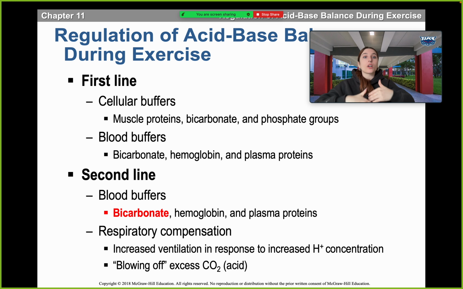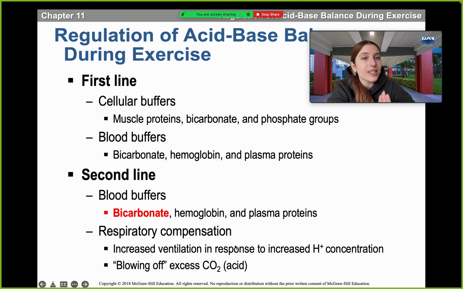So now we're dealing with arterial changes in pH. So the second line is going to be blood buffers. Bicarbonate is the main player here. Again, during exercise, bicarbonate is going to be our major buffer. Then we also have respiratory compensation, which is when we have that increase in ventilation to, again, through that reaction, blow off excess CO2 to help lower hydrogen concentration, okay?